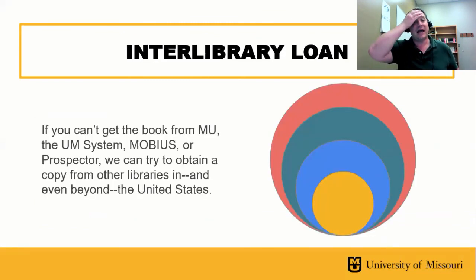And then finally, if you can't get it from us, if it's not at any of the other UM libraries, if it's not available in Mobius and it's not available in Prospector, but you know it exists, we can try to get it for you from other libraries in or even beyond the United States. So other academic libraries in the US, academic libraries in Canada, libraries in Europe and elsewhere all around the world, we can reach out to those libraries and see which libraries have a copy, and hopefully we can get one of them to send it to us.